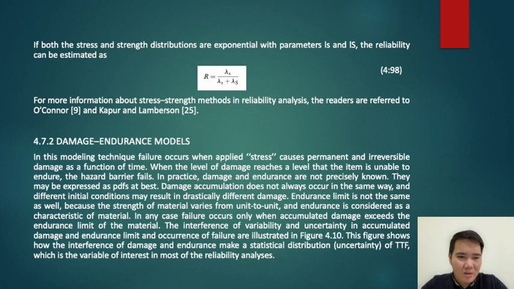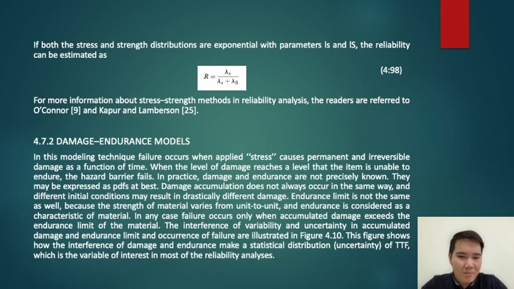Damage accumulation does not always occur in the same way, and different initial conditions may result in drastically different damage. Endurance limit is not the same either, because the strength of the material varies from unit to unit, and endurance is considered as a characteristic of the material. In any case, failure occurs only when the accumulated damage exceeds the endurance limit of the material.